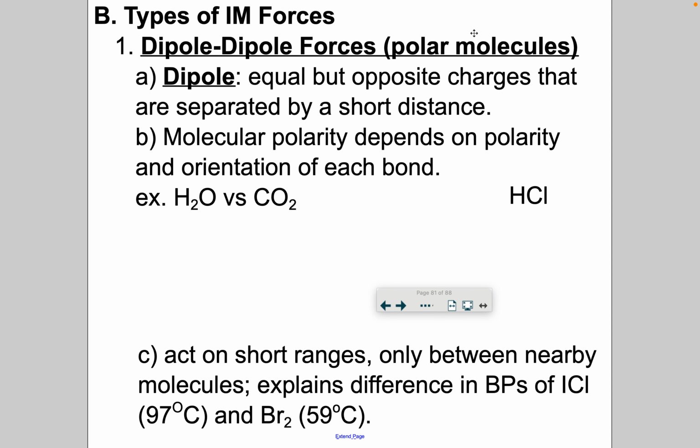Dipole is the first one, and it deals with polar molecules. Basically, we have polarity going on, where one half is negative and the other half is positive, and they act like tiny little magnets towards other molecules. And so that's an interaction, so we call it a dipole-dipole force. This acts on very short ranges, and it can explain the differences between boiling points of various compounds.